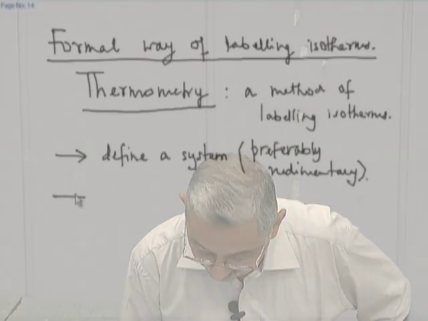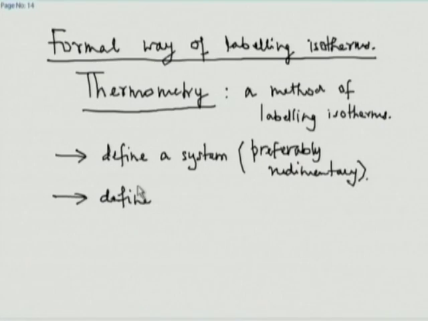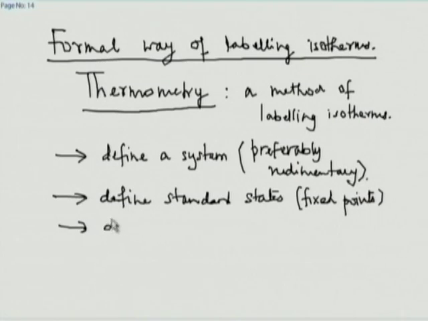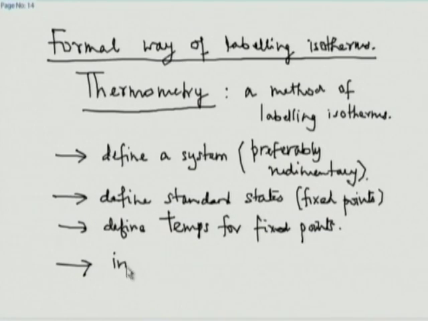Define a system, then define standard states of the system. These are known as fixed points. Then define labels, that is temperatures, for the standard states, that is fixed points, and finally have an interpolation scheme. I will take an illustration and then we will break for tea.